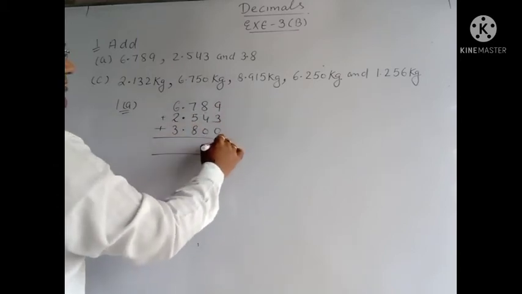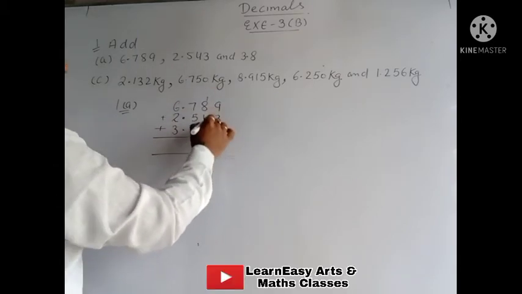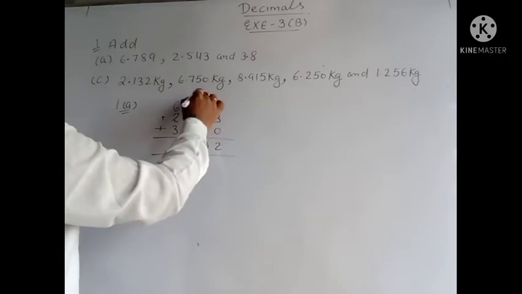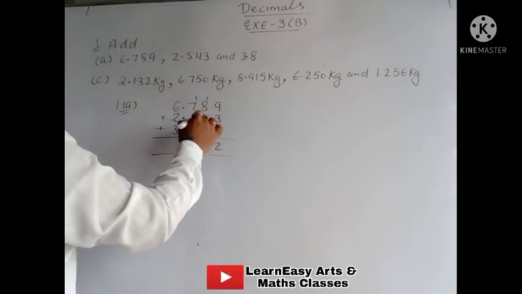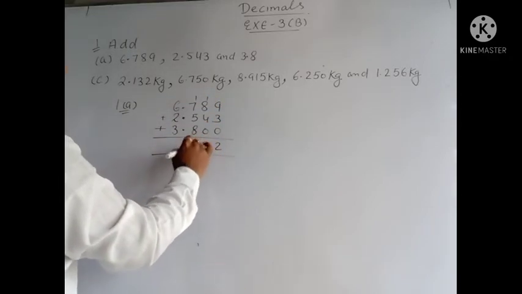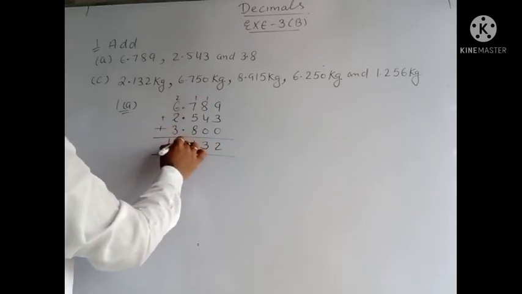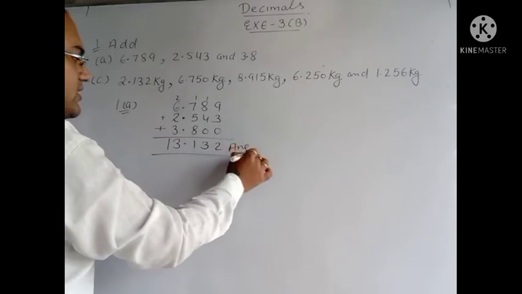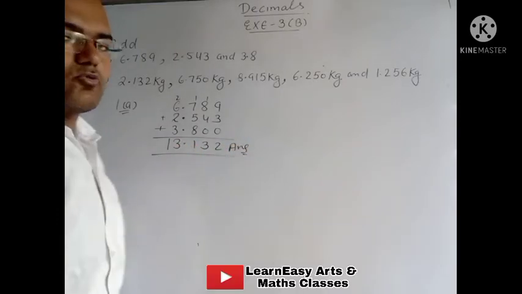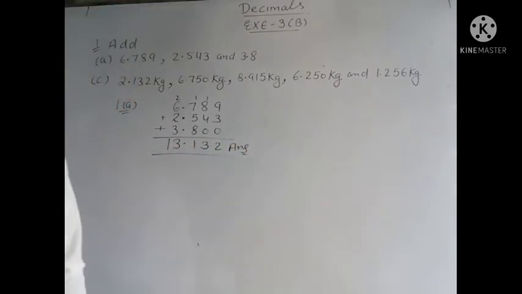9 plus 3, 12. 8 plus 1, 9. 9 plus 4, 13. 7 plus 1, 8. 8 plus 8, 16. 16 plus 5, 21. 2, 6, 7, 8, 9, 10, 10 and 3, 13. So our final answer is 13.132. So this is your final answer of the first part.